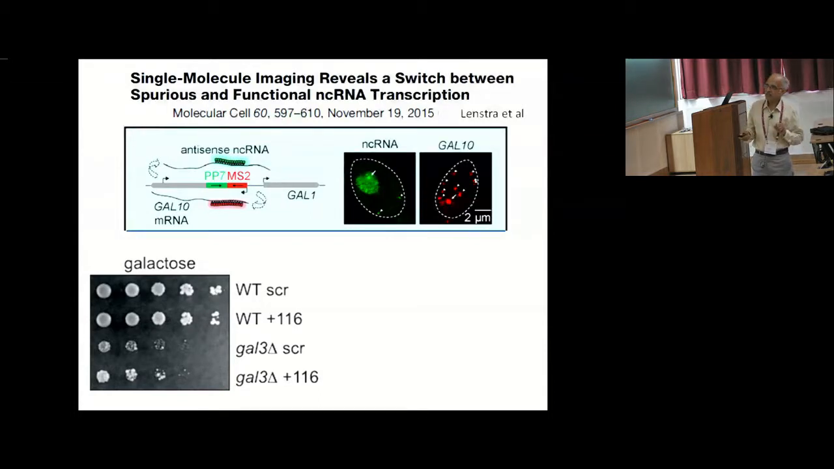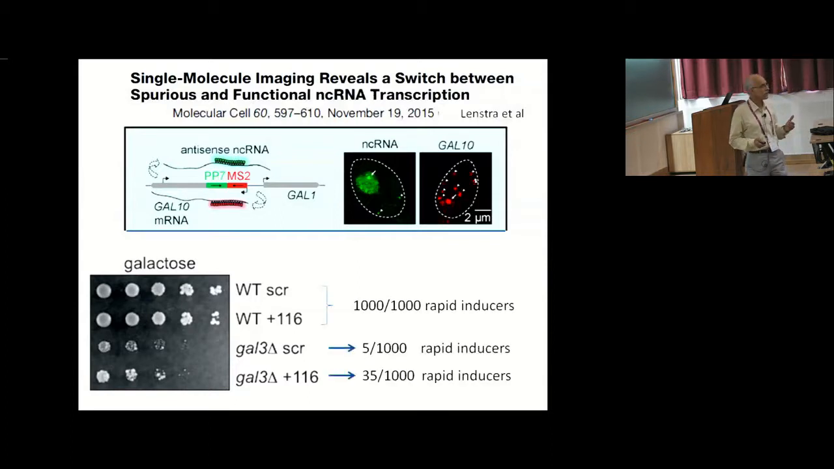But when you delete GAL3, if you delete this non-coding RNA, now there's a small difference in the growth phenotype here. Now what they did was the same experiment, the assay that we developed, and they counted the rapid inducers. In a GAL3 strain where this non-coding RNA is not destroyed, and in a GAL3 strain where this non-coding RNA is destroyed. The moment you destroy this non-coding RNA in a GAL3 deletion strain, the number of rapid inducers goes up from 5 to 35.